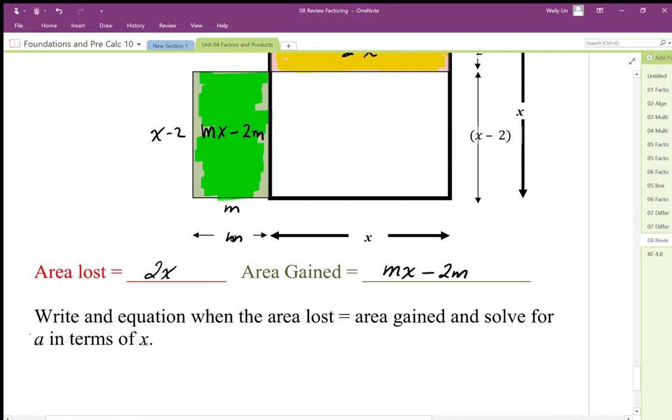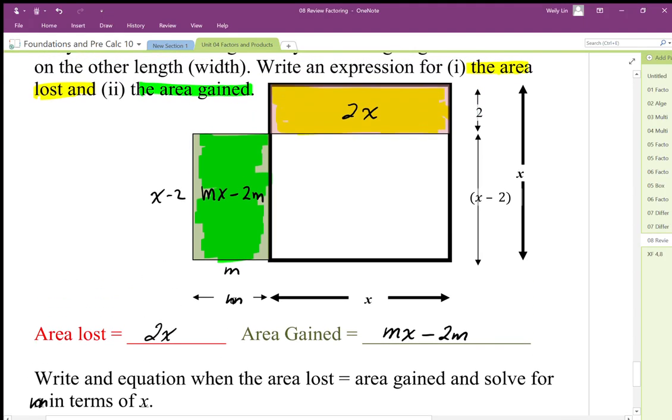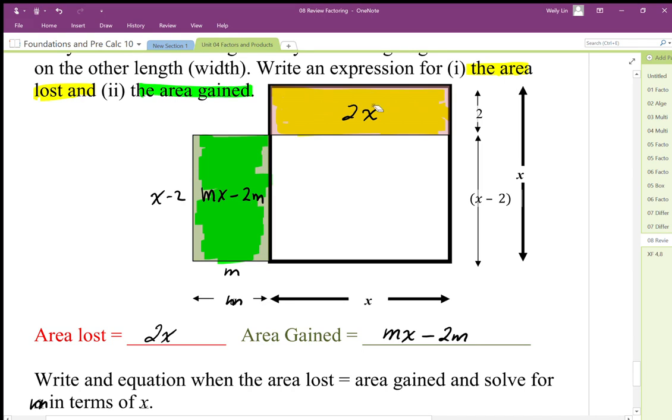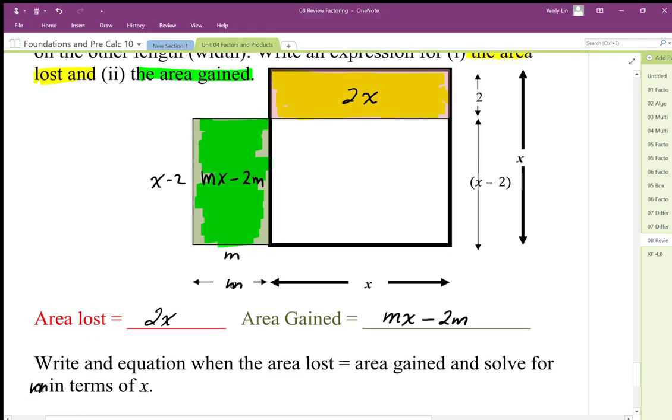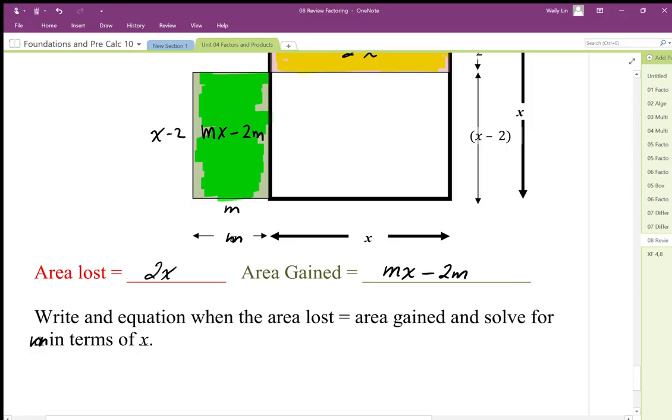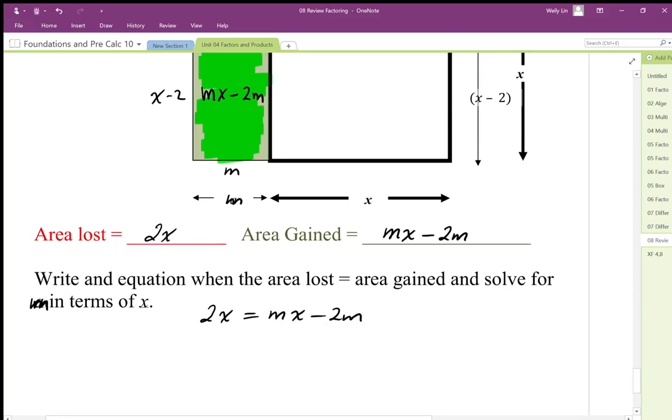If I want to make an equation here, the problem maybe is that the government took away land and they gave it back to him here. Whatever land they took away, they have to give it back to him, otherwise it's not fair. So we're going to say that those two areas are equal. So 2x must be equal to mx minus 2m. So the area that I lost equals the area that I gained. And then we need to solve for x.